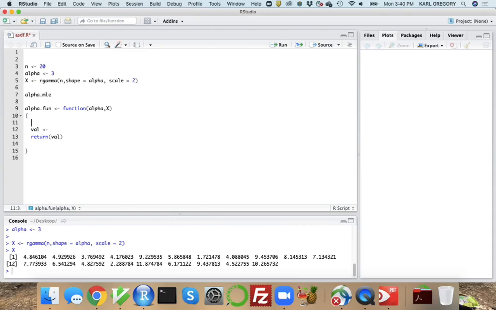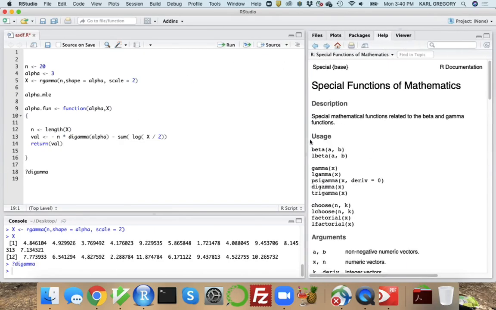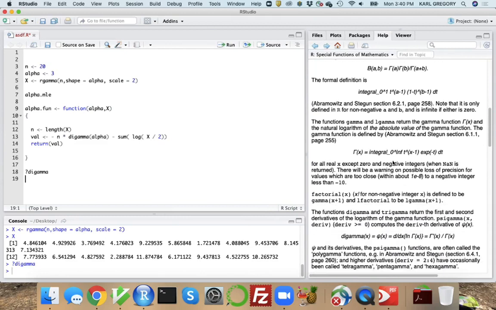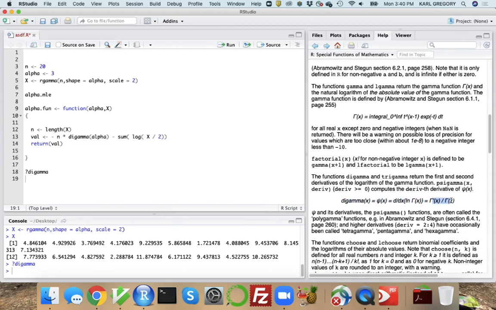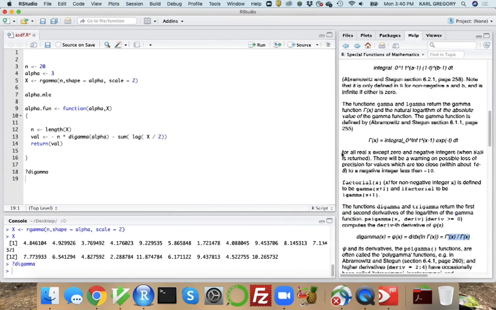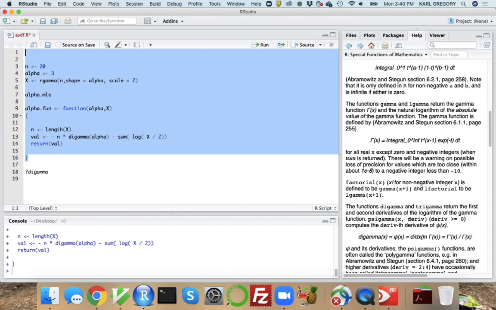Inside the function, I also need to get n, so it'll be length of x. So we're going to do minus n times the digamma function of alpha minus sum of log x over 2. This was our function. The digamma function, if you want to read about it, is here. It tells us what it is: it's gamma prime over gamma.